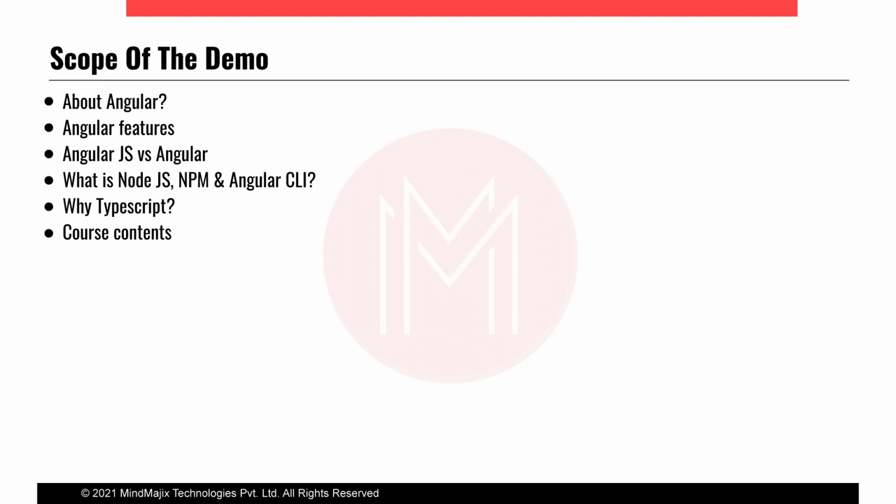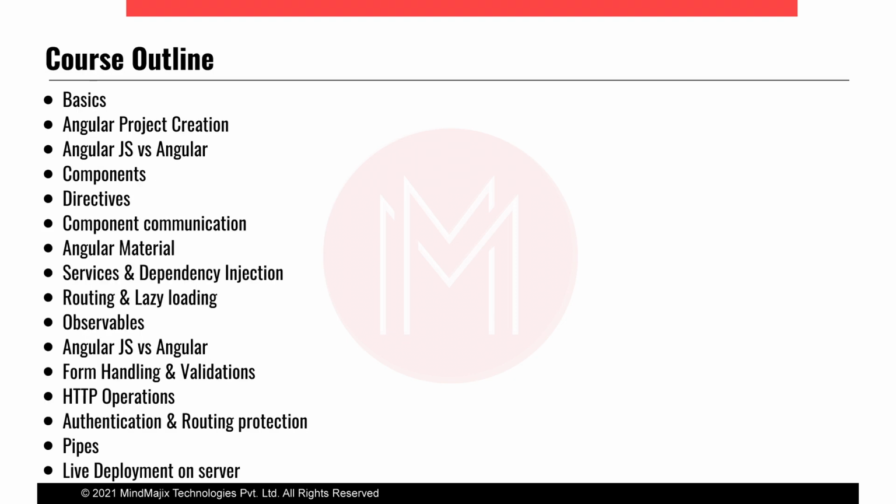when we are developing an Angular application, we are supposed to have three packages: Node.js server, npm, and Angular CLI. We'll discuss what exactly Node.js, npm, and Angular CLI are. And finally, we are going to use TypeScript. We are not going to use JavaScript basically. We'll see the difference between TypeScript and JavaScript and why we need to use TypeScript.